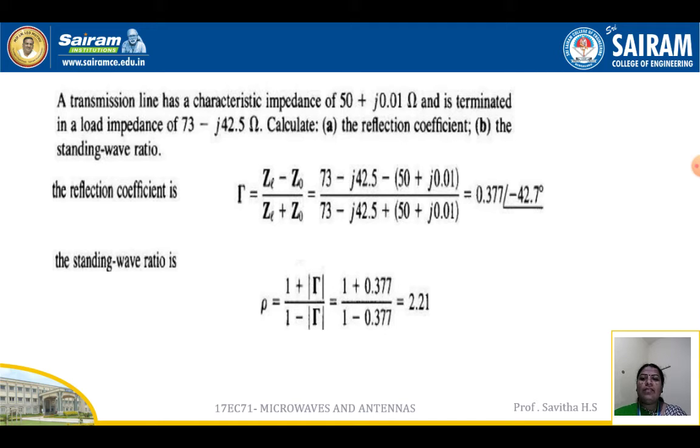The standing wave ratio will be in terms of the reflection coefficient. So standing wave ratio is equal to 1 plus magnitude of reflection coefficient divided by 1 minus magnitude of reflection coefficient. So in the above value I am getting the reflection coefficient, and we are considering only the magnitude part. So magnitude is 0.377. So we'll substitute in this. So standing wave ratio, I'll get it as 2.21.